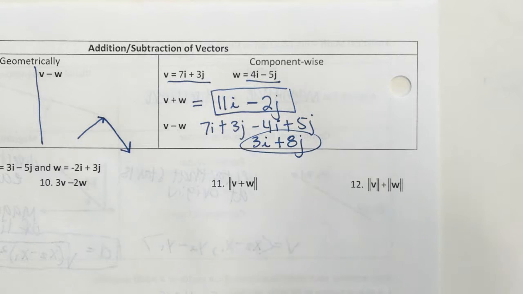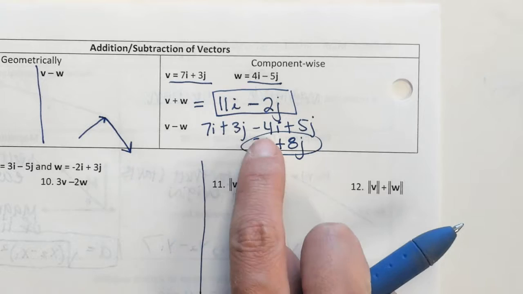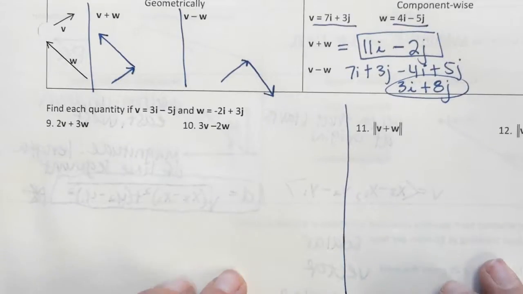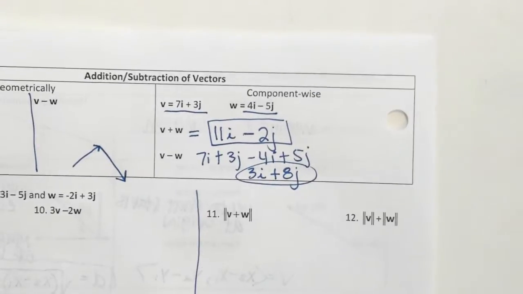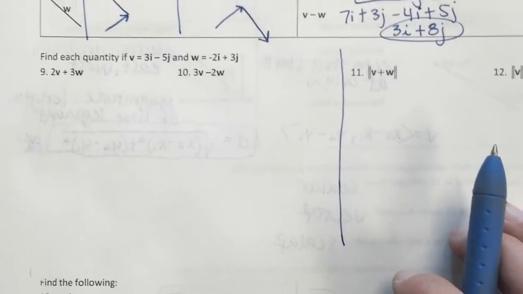Go ahead and do 9 and 10 on your own. I just combined 7 minus 4i and got 3i. And then 3 plus 5 gives me 8, because the negative changes both of these. Go ahead and do 9 and 10 on your own.